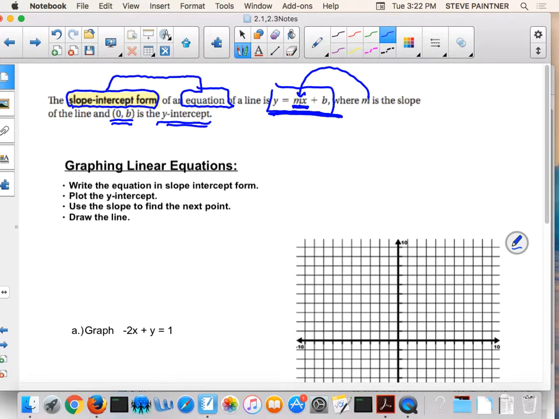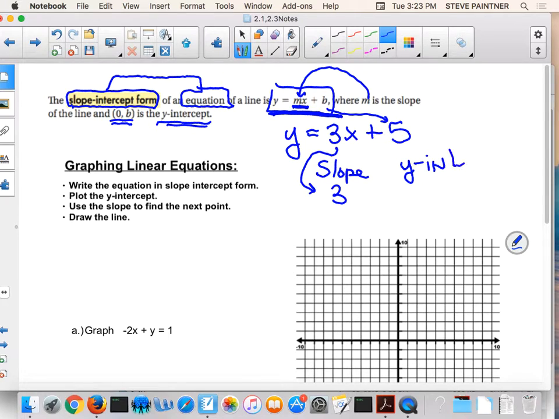Now the y-intercept is simply where the line crosses the y-axis. Okay, so for instance, if I gave you this, okay, in this case, the slope has to be the number in front of x. So the slope is 3. The number back here, b, I guess this would be b right here, is called the y-intercept. The number all by itself is the y-intercept. It would be where the line crosses the y-axis.